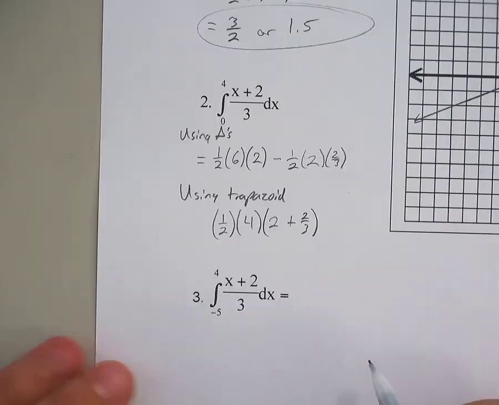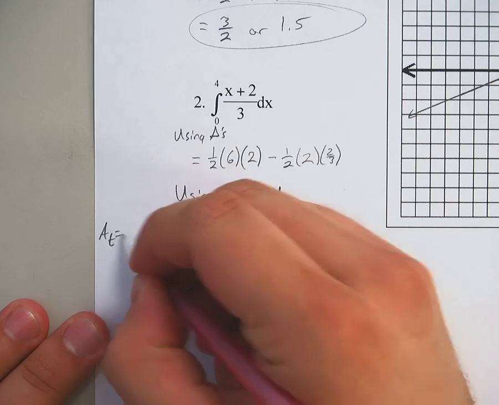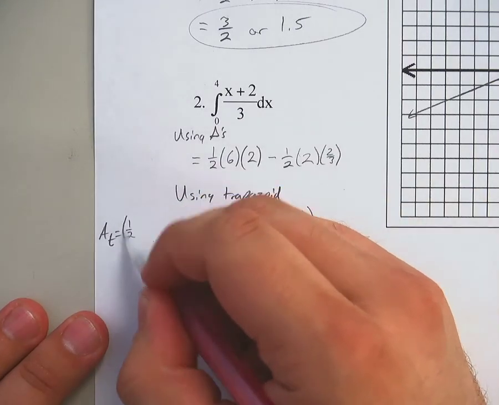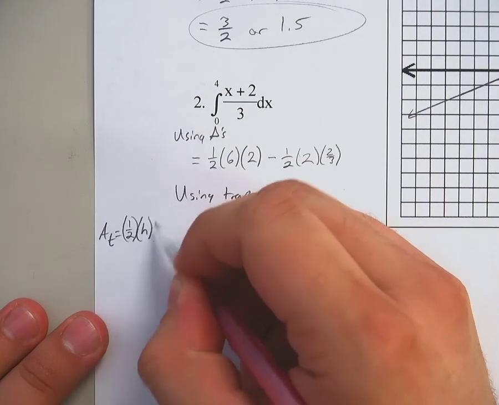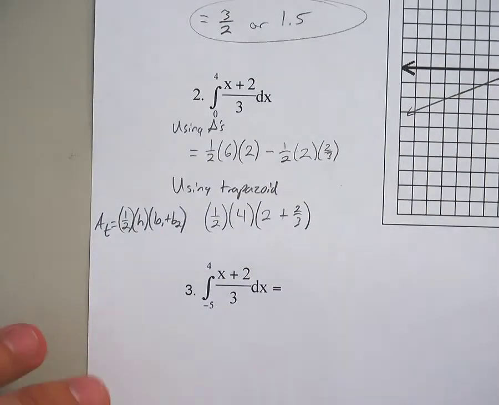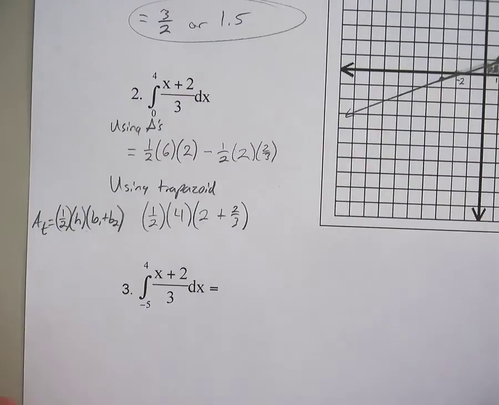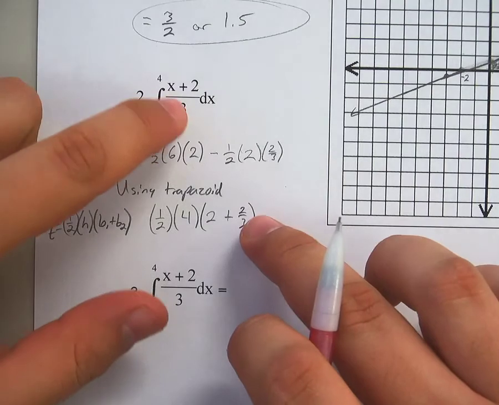Let me write this off to the side. The area for the formula of a trapezoid is 1/2 height times base 1 plus base 2. Your bases are your parallel sides, just in case you were wondering. Those actually come out to be the same values, these two equations.